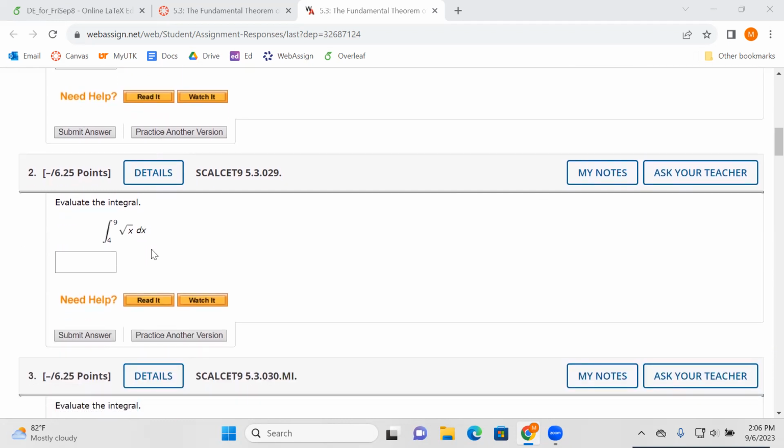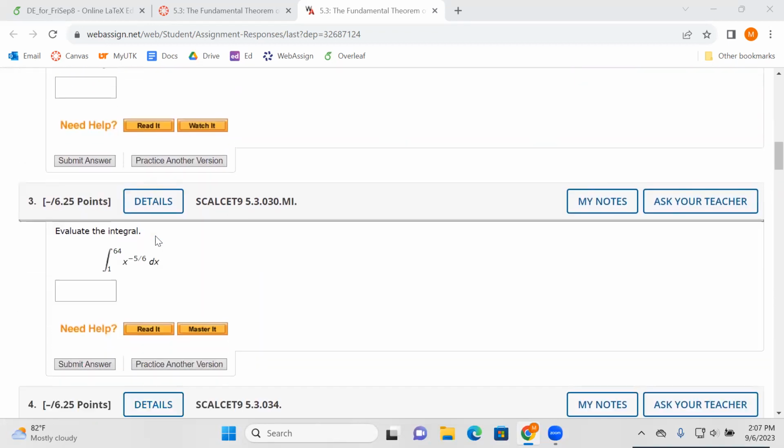Looking at number two is fairly straightforward as well, although it involves a square root, which is mildly thorny in the sense that, remember, whenever you deal with square roots, when computing derivatives or antiderivatives, it's often easier to view them as fractional exponents. So I would just view this function instead of as square root x as x to the 1/2, and then you apply the power rule. So x to the 3/2, take the reciprocal of 3/2, which is 2/3, put it in front. So you have 2/3 x to the 3/2, evaluate at 9, evaluate at 4, and subtract. Classic application of the second fundamental theorem.